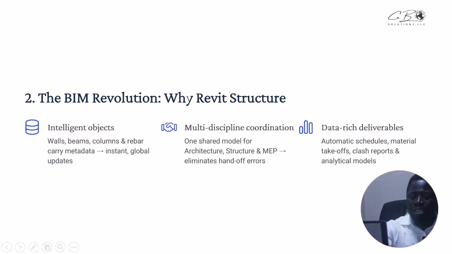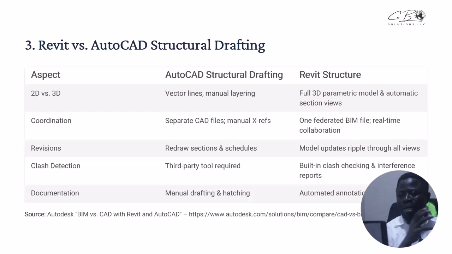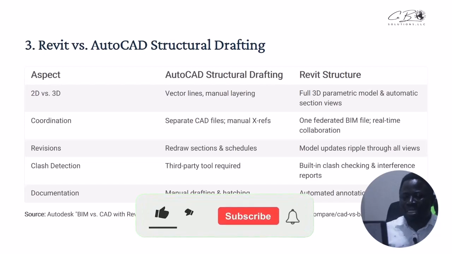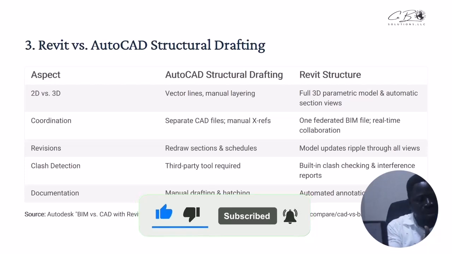But at this stage, let's compare Revit and AutoCAD in terms of structural drafting. When it comes to 2D versus 3D, in AutoCAD structural drafting, you use vector lines and manual layering. So your rods, you layer them with specific color, line weight, and all those kinds of things. It's manually done. With vector lines, you use lines to represent everything. Rods, you use lines. Walls, you use lines. Beams, you use lines. Everything, you use lines. Your dimension is manual. You do linear dimension, then you do continuous dimension individually.